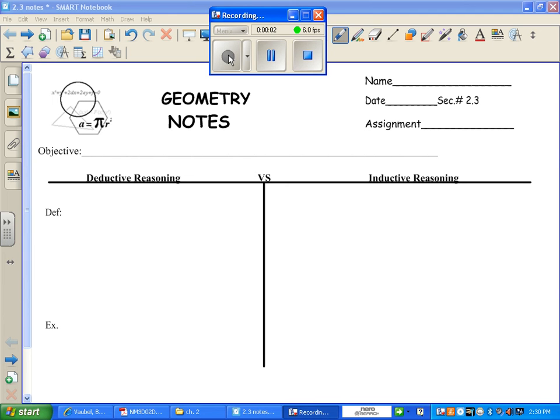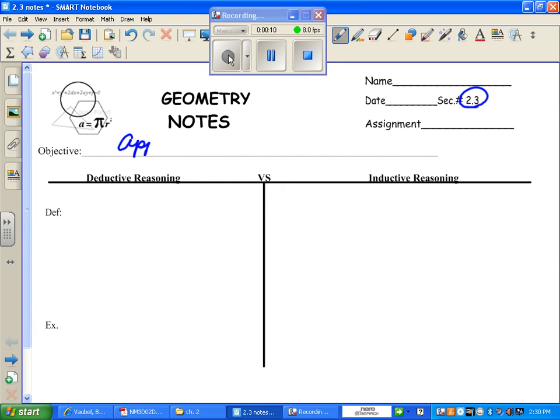Alright, I am going to record section 2.3, and the objective is apply deductive reasoning. You already know what inductive reasoning is. Let's compare the two.